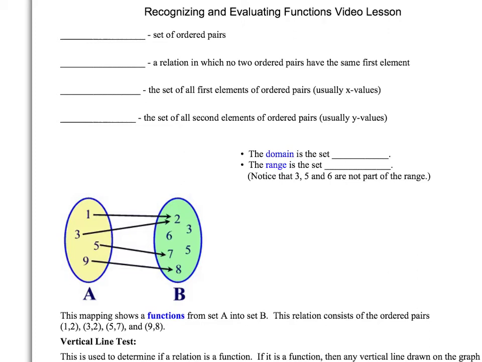Today we are going to start our unit on functions and relations. A set of any ordered pairs is called a relation. A special relation in which no two ordered pairs have the same first element is a function.